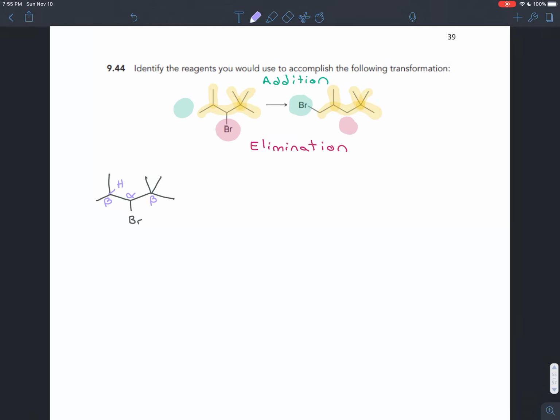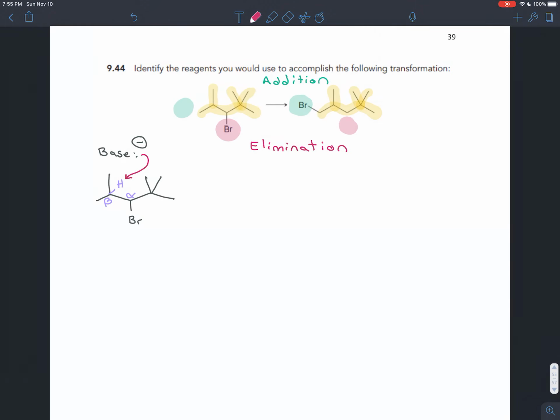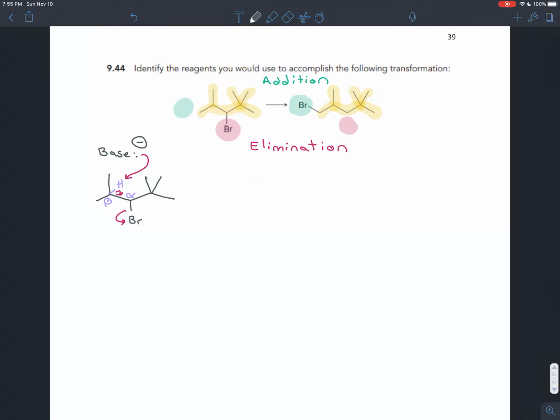So we don't have any hydrogens there, so we can't do an elimination in that direction, because the elimination happens when you have a base come by and steal that beta hydrogen. Those electrons go toward the leaving group and they kick the leaving group off. And so here you only get one product no matter what base you use.